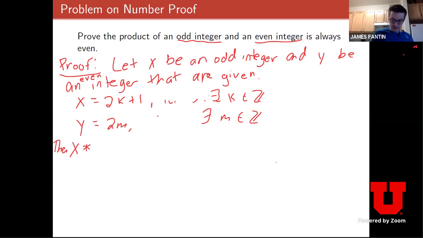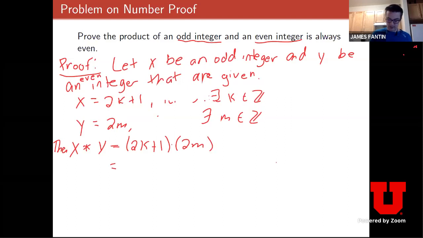So x times y, we can just plug in the values. x is 2k plus 1, y is 2m. Then we just work out what this value gives. So this is 4km plus 2m.